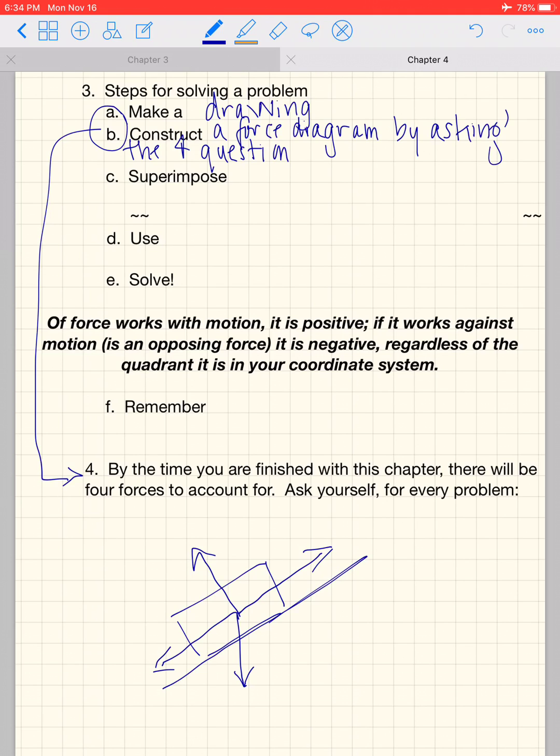This is constructing the free body or the force diagram. I ask myself the 4 questions about forces, and do those forces exist there? And then I put those forces, of course, using arrows, that's what forces are. I put the arrows in my diagram to indicate what the forces are. Now I'm going to superimpose an XY axis. I should actually write it in for you, huh? Superimpose an XY axis.